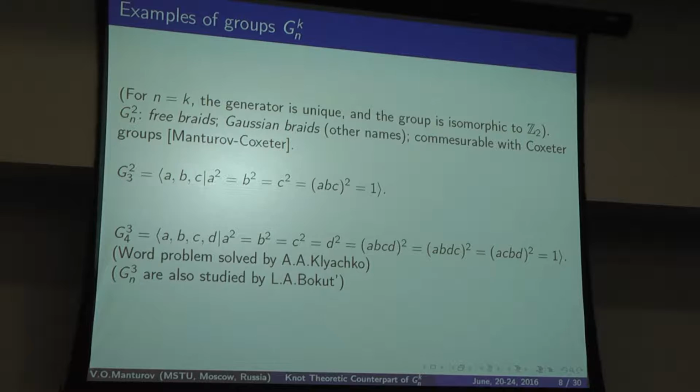they have a very fancy Cayley graph, which is the same as the Cayley graph for some Coxeter group. So this group is commensurable with some Coxeter group, and so it has many nice properties which allow one to use Coxeter groups for the study of G_n^k and vice versa. And as for G_4^3, the word problem is solved by Anton Klyachko, and we shall also see that there are many nice relations between G_n^k for different n and k.